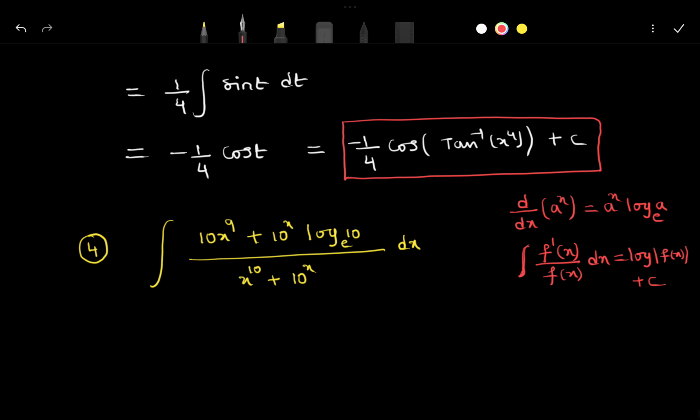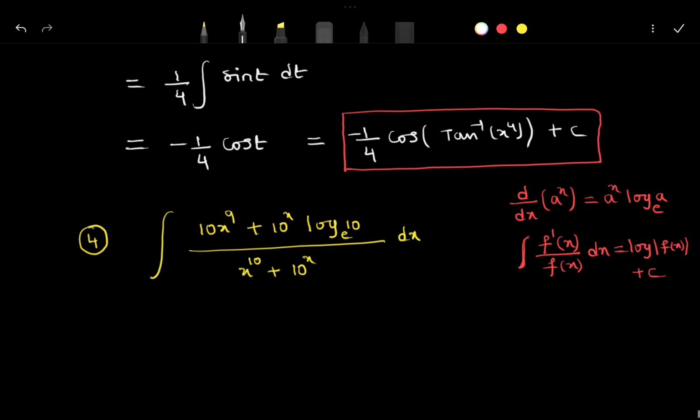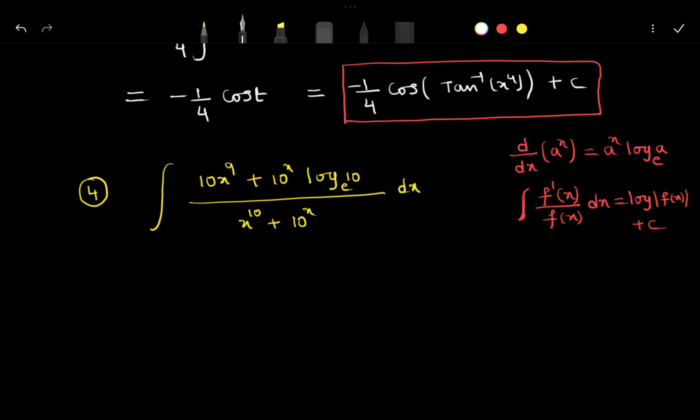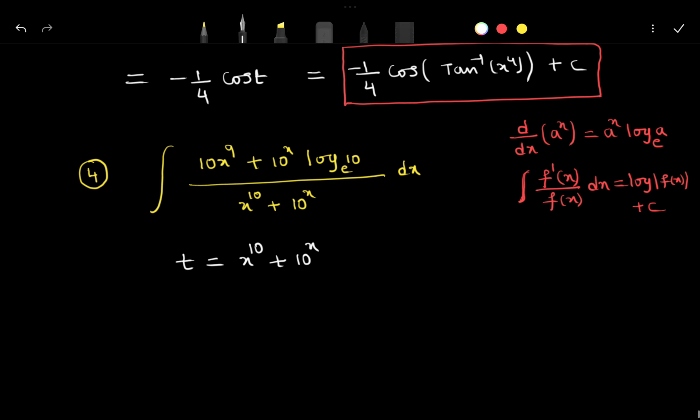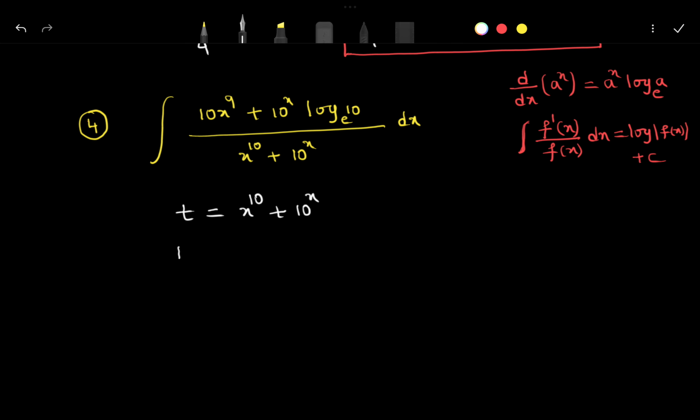So now look at this one, and see how to use all this. First of all, you take the denominator and put t equals x to the power of 10 plus a to the power of x. All of you tell me what is the derivative of this one. Differentiate with respect to x on both sides. This value will be dt equals x to the power of 10.